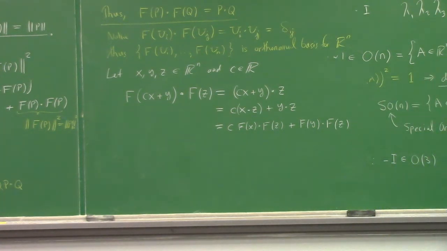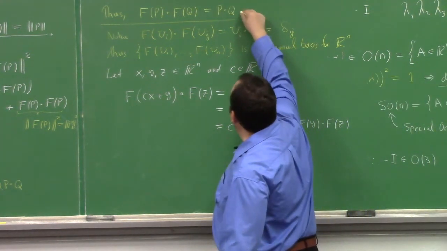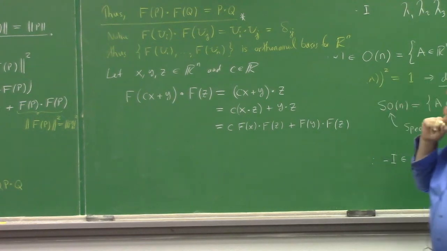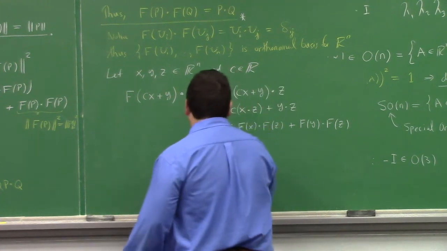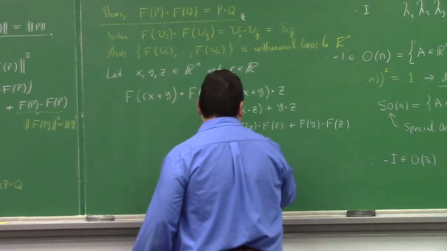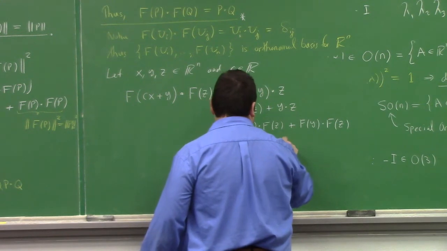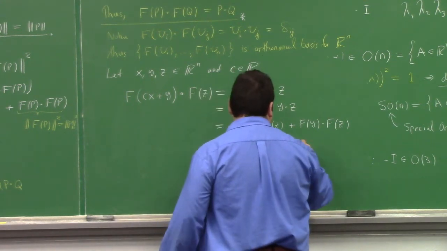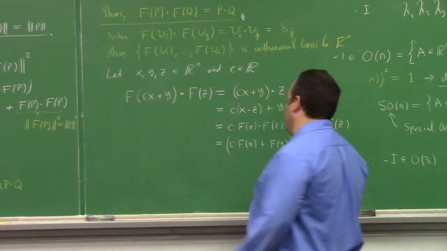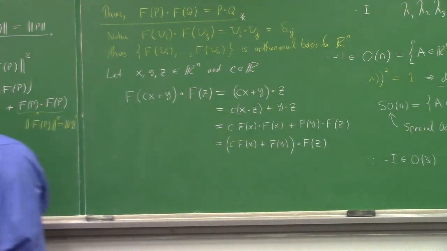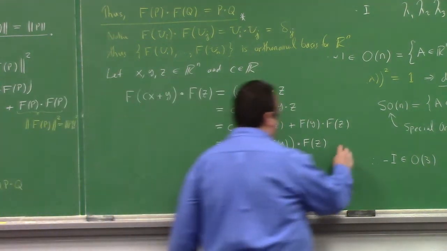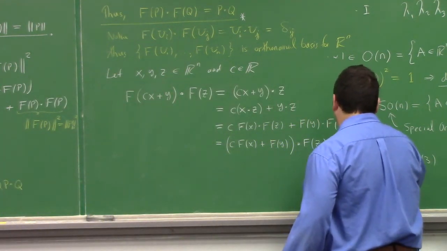Again, using our, we call it star, by star again. But now we can use properties of dot product again and factor out the f of z, right? So we've got c f of x plus f of y dot f of z. And I would emphasize here that this identity holds for what? This is for all f of z, right?